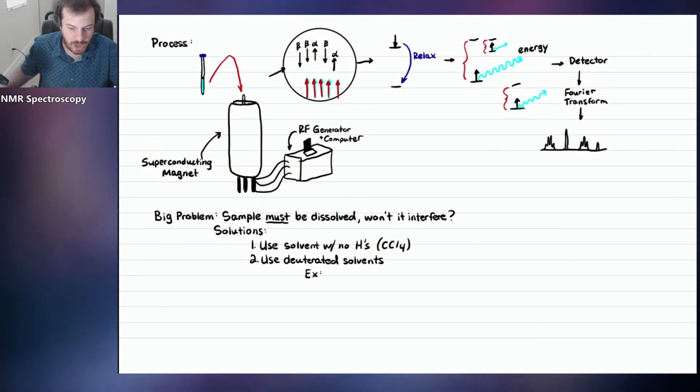Now there's one big problem that I want to mention here: the sample must be dissolved in a solvent. I mentioned that, right? But the solvent oftentimes contains protons itself, and aren't those protons going to overpower the protons inside of our sample? And so there's a few solutions to this problem, because it is a real problem.